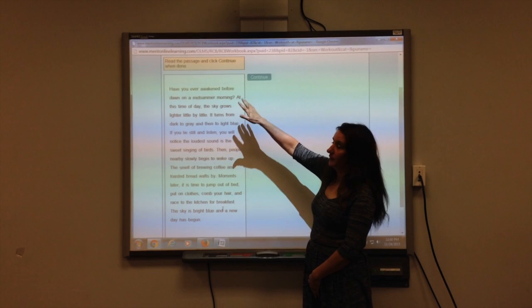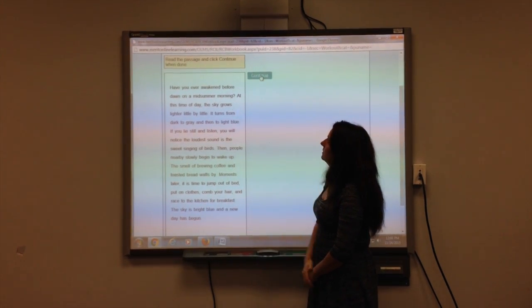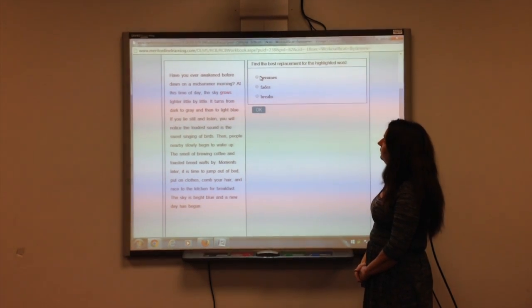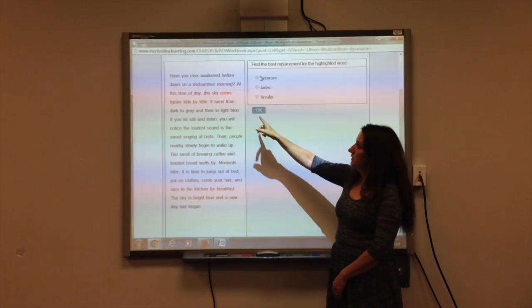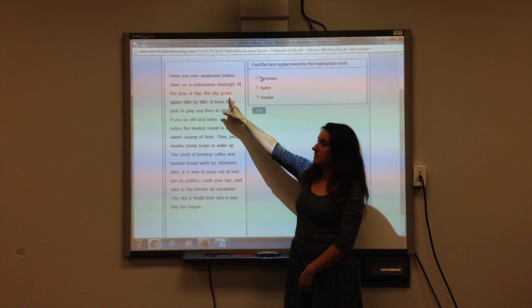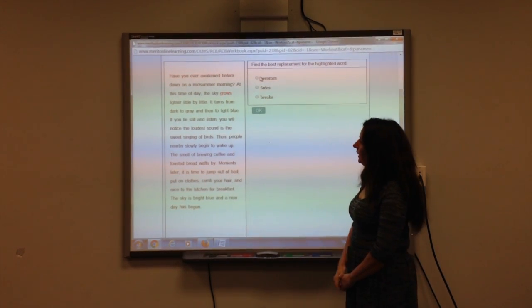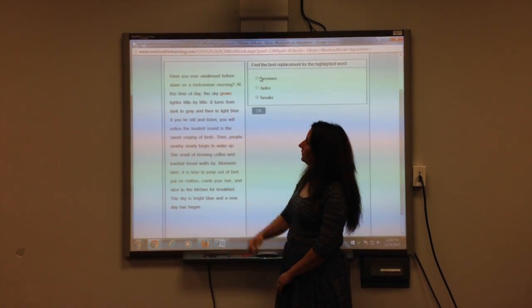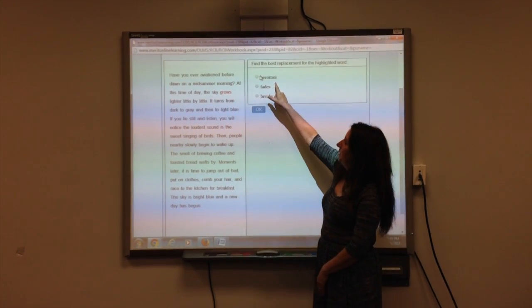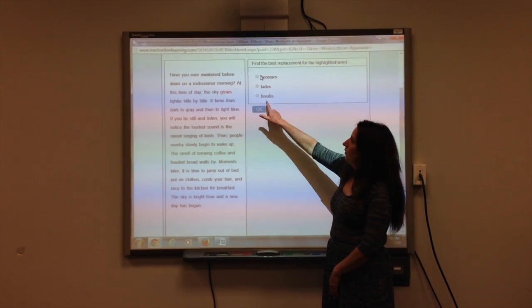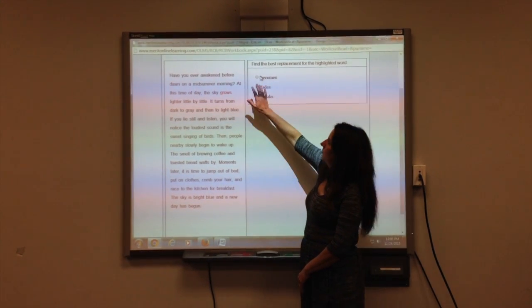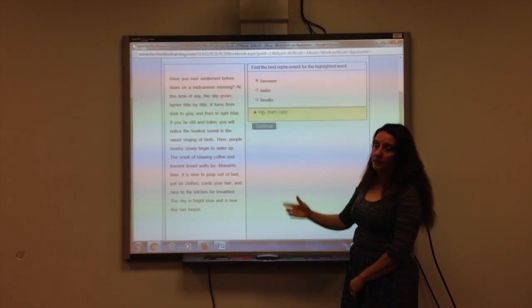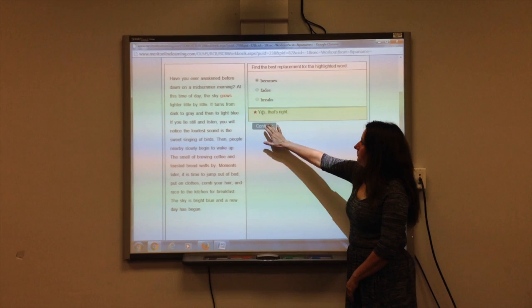The software provides a list of questions in it, and it says find the best replacement for the highlighted word. In this instance, grows is the highlighted word. And in that sentence, at this time of day, the sky grows lighter little by little. Does that mean becomes, fades, or breaks? We're going to say becomes. And then it will answer, yes, that is right.